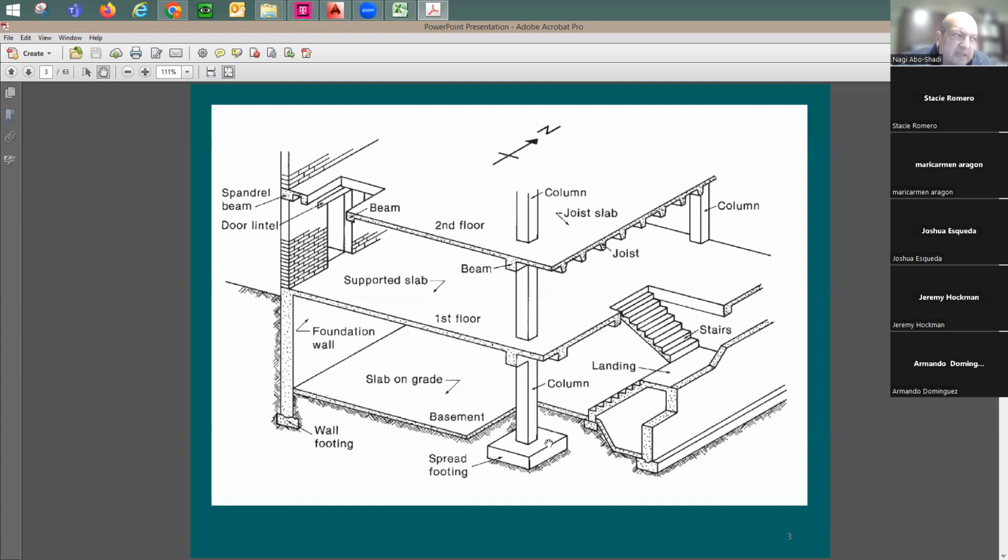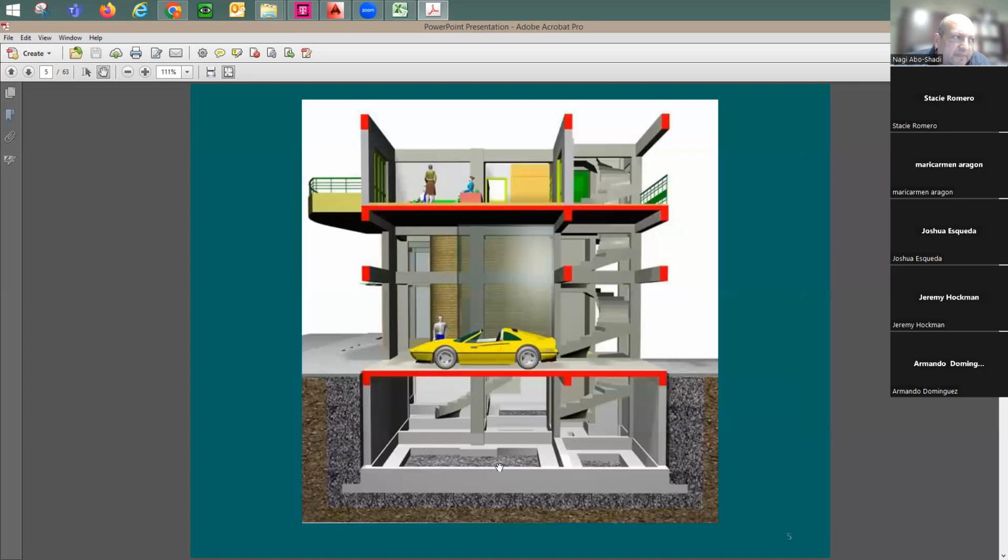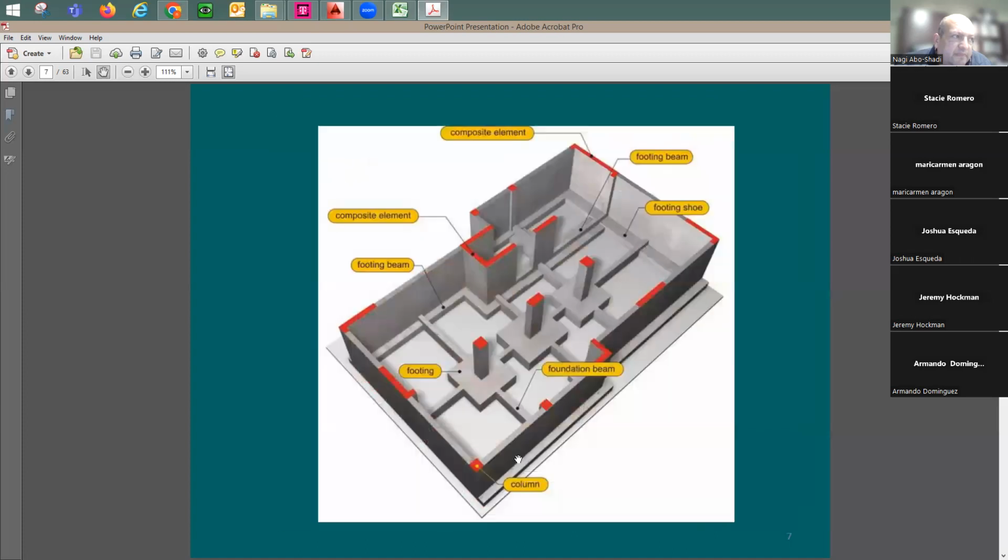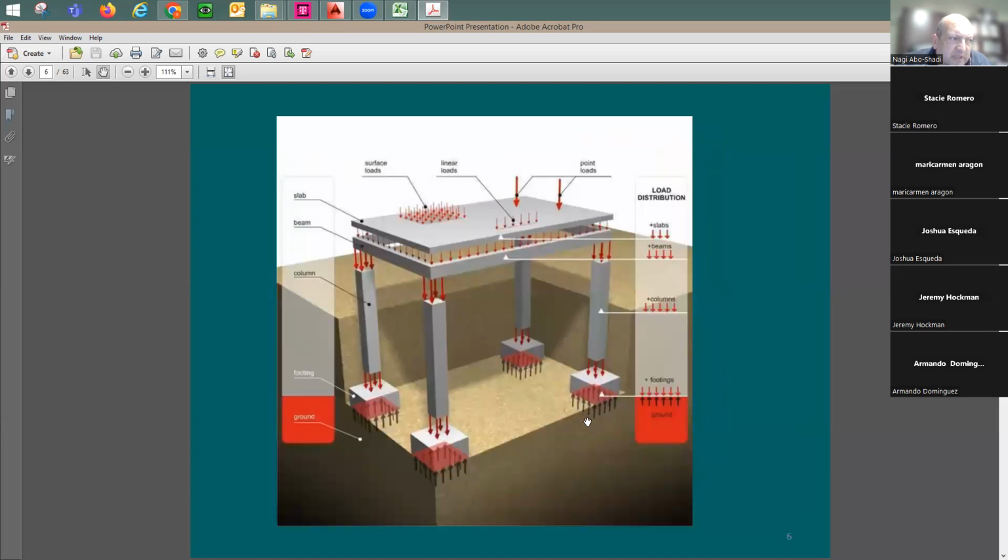To be sure that this is not happening, we need to be sure that we have enough contact area between the footing and the soil. And the way to do it is by being sure that the stresses are not going above a given limit. And this given limit we call soil bearing pressure. So the stresses right below the footing should not go above the allowable soil bearing pressure.